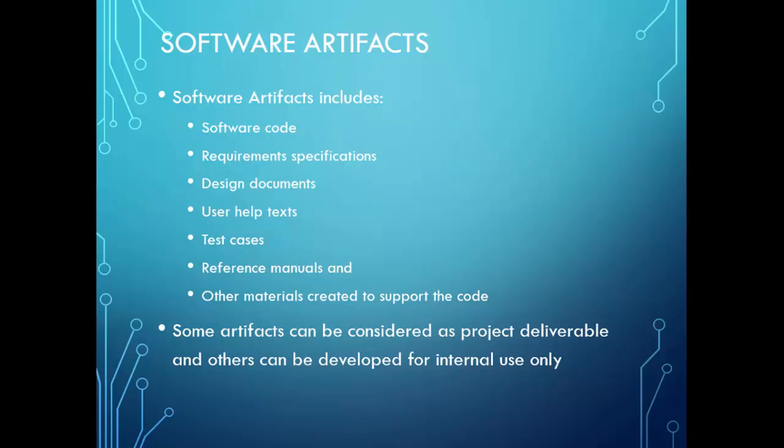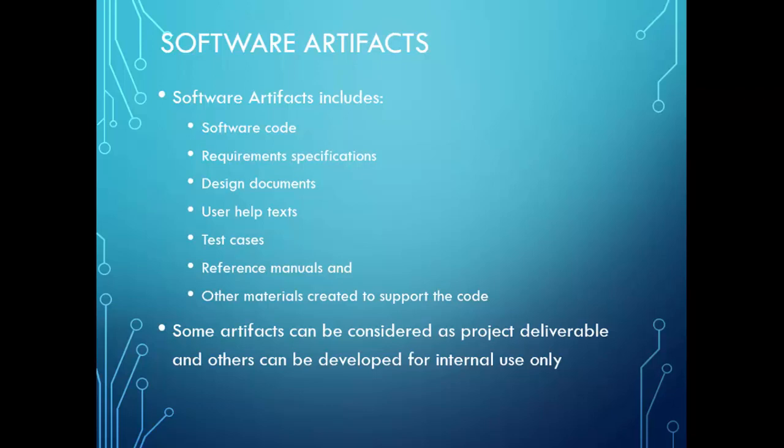When we say software artifacts, actually we are talking about the items that are needed or that have been done within the software development process, such as writing the code, and the code will be based on requirement specifications, and there will be a design document, there will be user help text, and there will be test cases to make sure that we are covering all scenarios that might face the user, and then we will have a reference manual and other materials created to support the code.